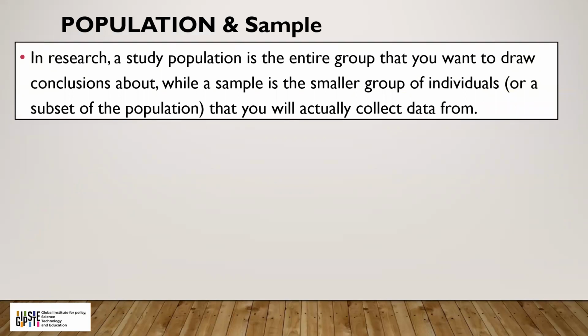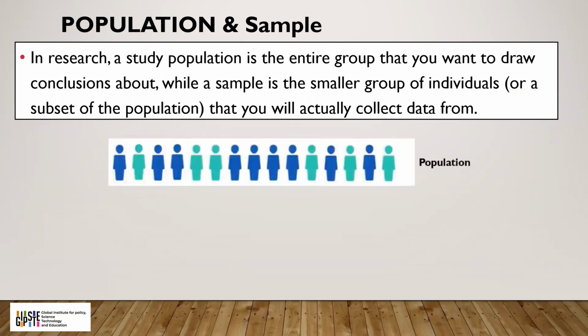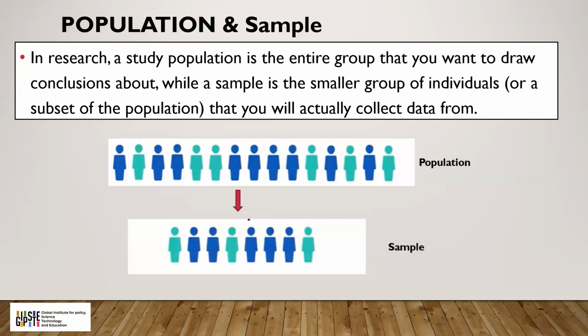In research, a study population is the entire group that you want to draw conclusions about, while a sample is the smaller group of individuals or a subset of the population that you wish to actually collect data from. So you take a sample out of this entire population. The population will be the universal set, then the sample will be the subset.